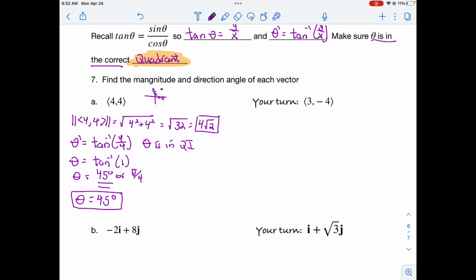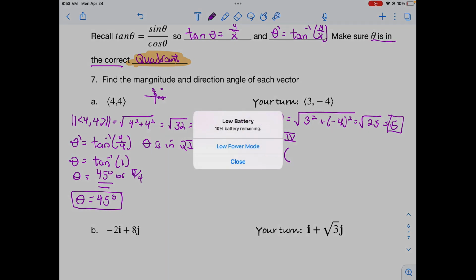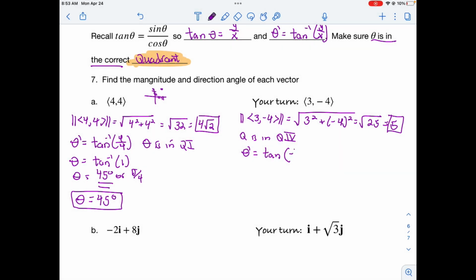All right, I want you to try to find the magnitude and the direction angle of this example. So our magnitude is going to be the square root of 3 squared plus negative 4 squared, or 9 plus 16, which is the square root of 25, which is equal to 5. Now I need to figure out which quadrant theta is in. So theta is in quadrant 4. And so I want the angle whose tangent is -4/3. I will use my calculator because this is not on my unit circle. Make sure you're in degree mode. And I get -53.13 degrees.